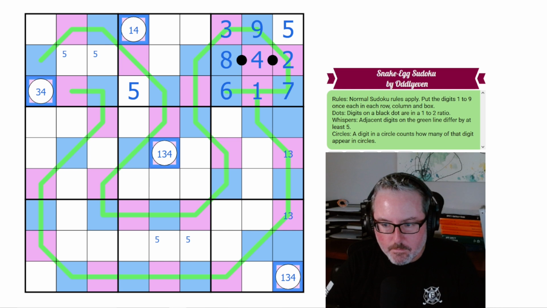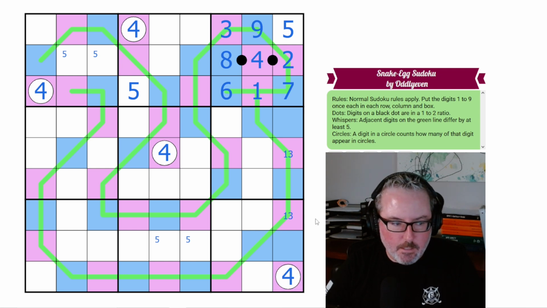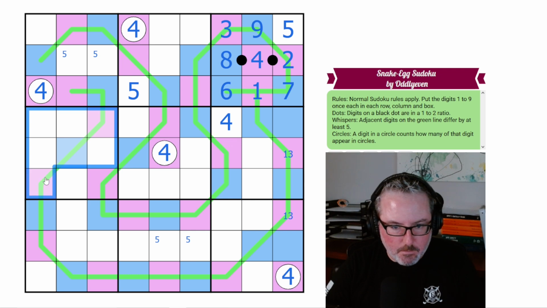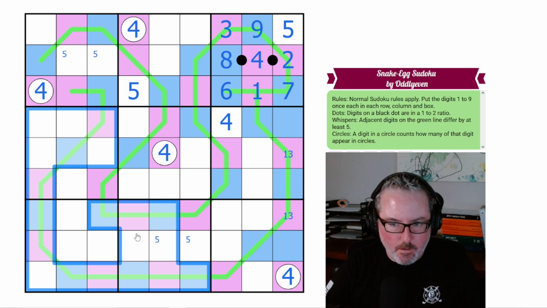We've now determined that all of these have to be a 4. Because if one of them is a 4, they're all 4 because they have to tell you how many of that digit is in each of the circles. So there we go. Now, where can I put a 4 in this box? Well, it has to go right here. Can I do anything similar here? Not quite. It's not quite enough there.